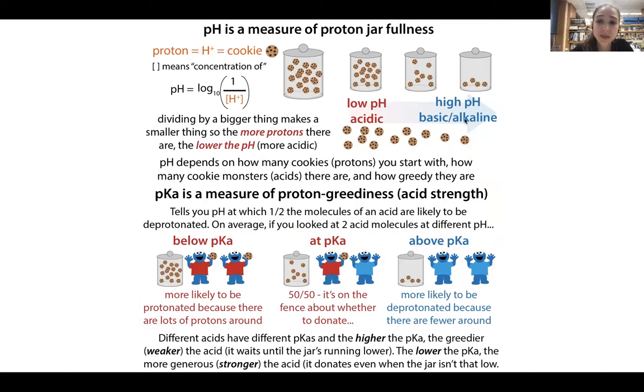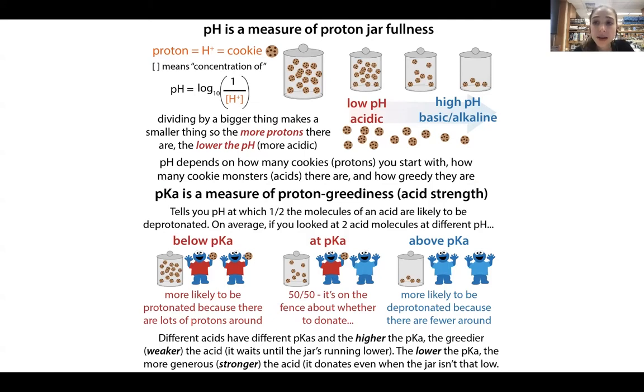And this is because the pH is the inverse log of the concentration of protons. These brackets mean concentration of. Because you have this log over one, this inverse log thing, if you have a bigger number of protons, so a fuller cookie jar, you're going to have a lower pH, more acidic solution. Okay, so why does this matter?